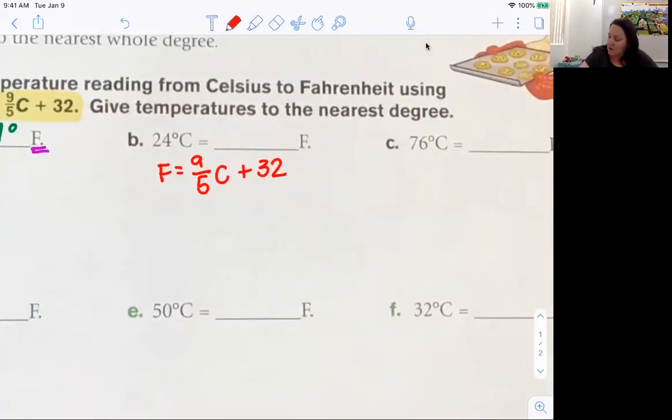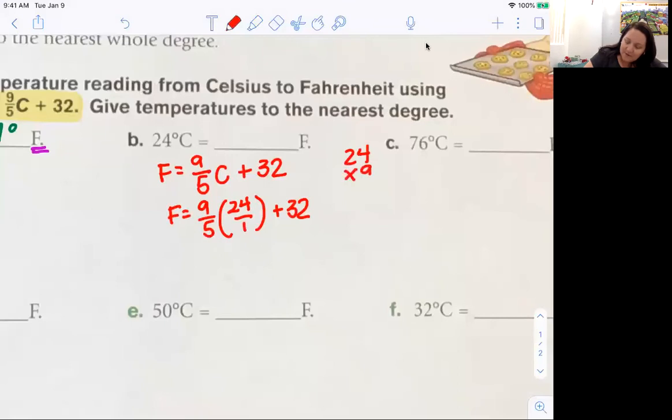Here we go. So we have F equals 9/5 times 24 over 1 plus 32. Now you're looking at this and you're thinking, wait, 24 and 5 don't share any common factors. So what do we do? Remember on Friday what we did was we multiplied the numerators and then divided by 5. So we're going to multiply 24 times 9, which is 216. So Fahrenheit equals 216 divided by 5 plus 32.